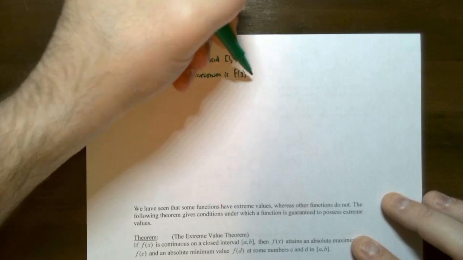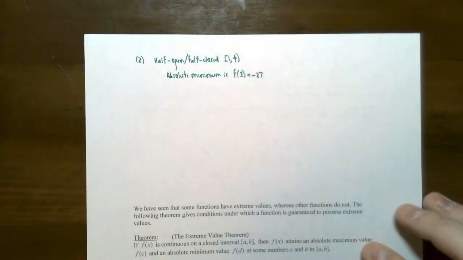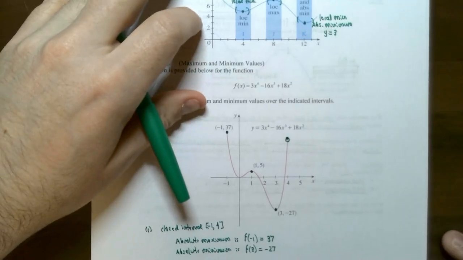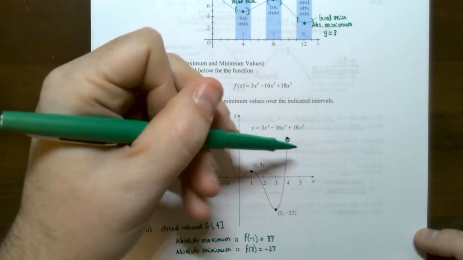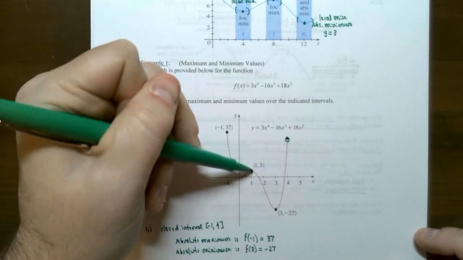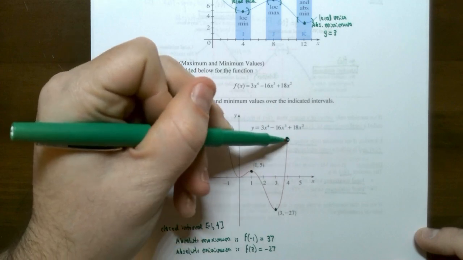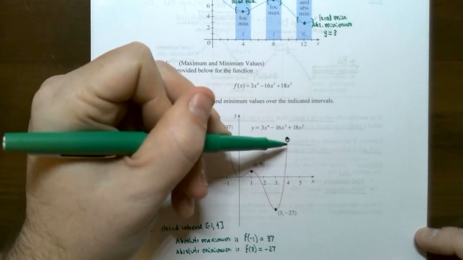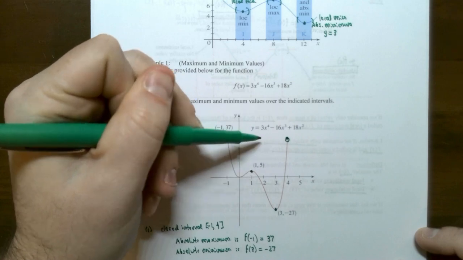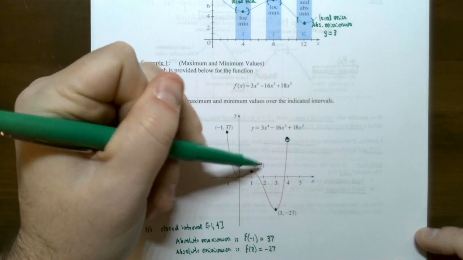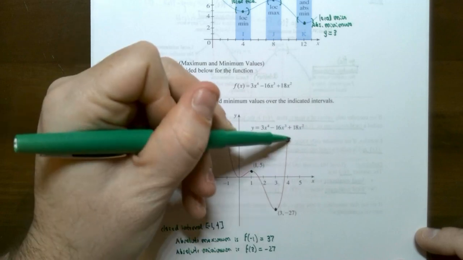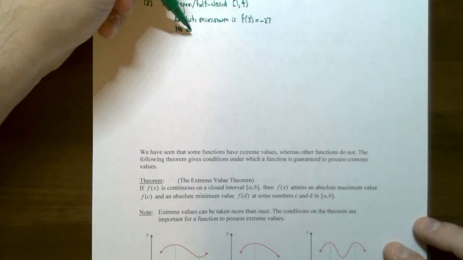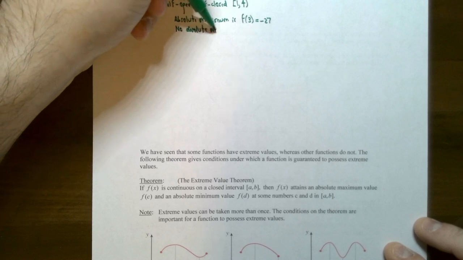F of 3, and it was negative 27 for the absolute minimum. But notice that there is no absolute max. The absolute max would have occurred at x equals 4, but x equals 4 is not included as part of the domain that we were concerned with. So this function f of x from x equals 1 to 4 has an absolute min, but no absolute max. There is no largest y value for the function on the domain.